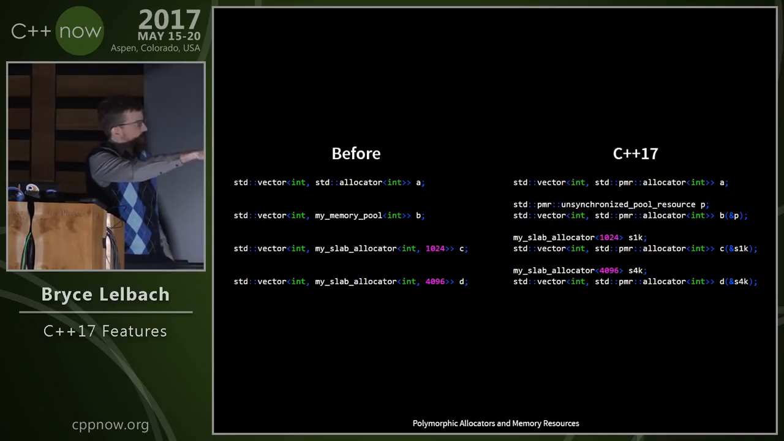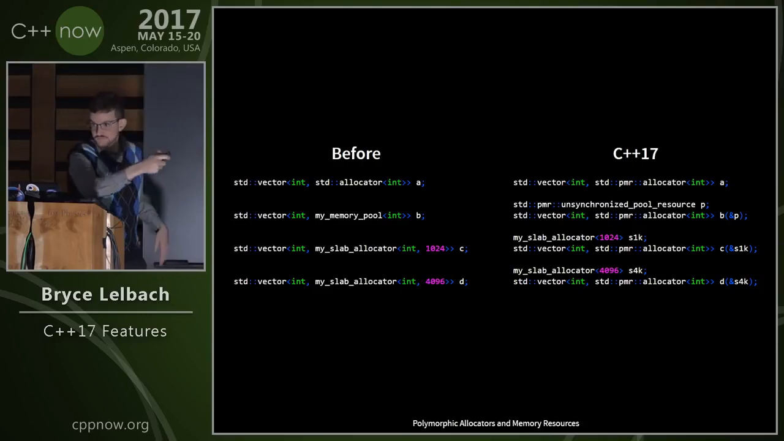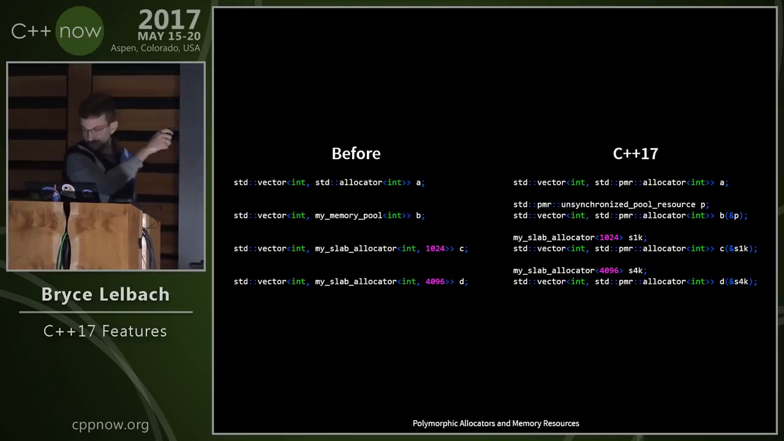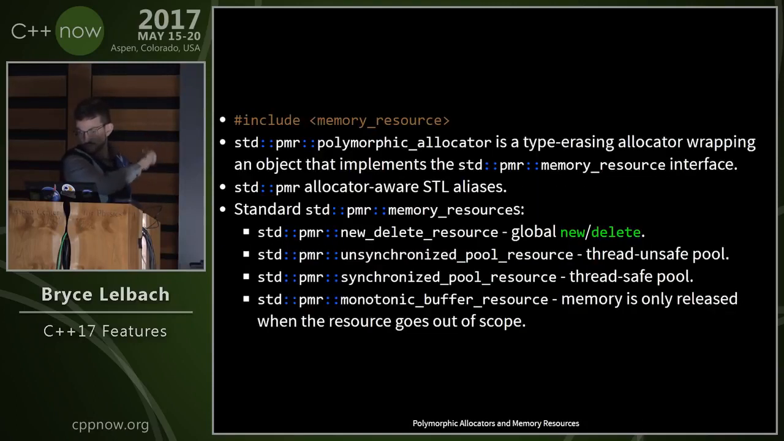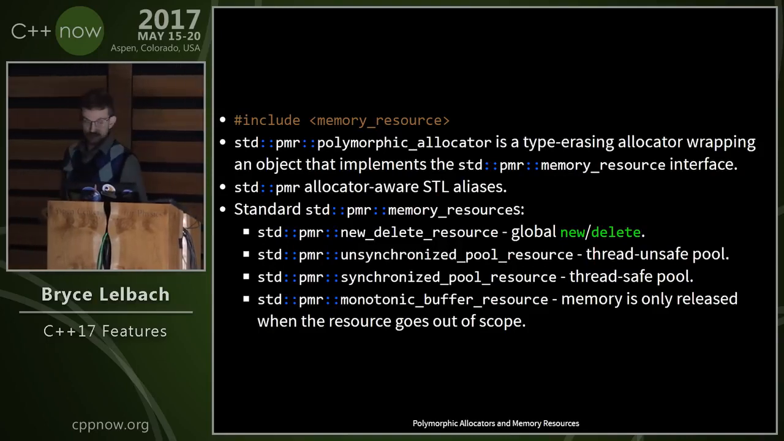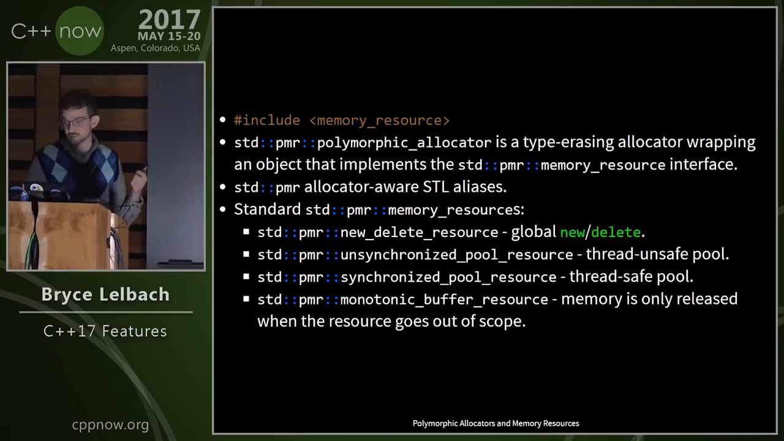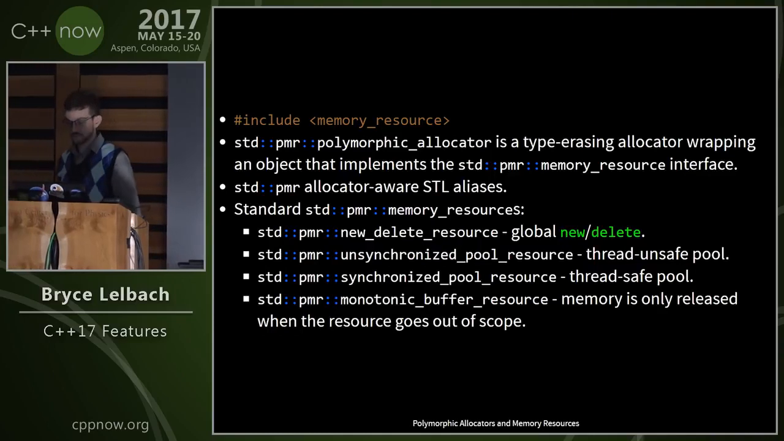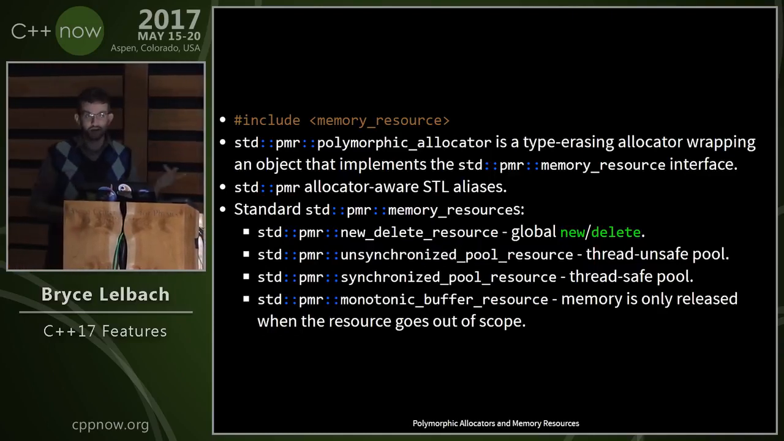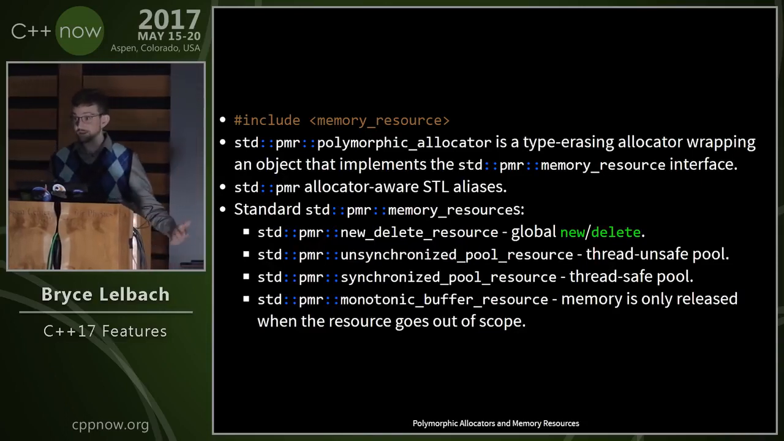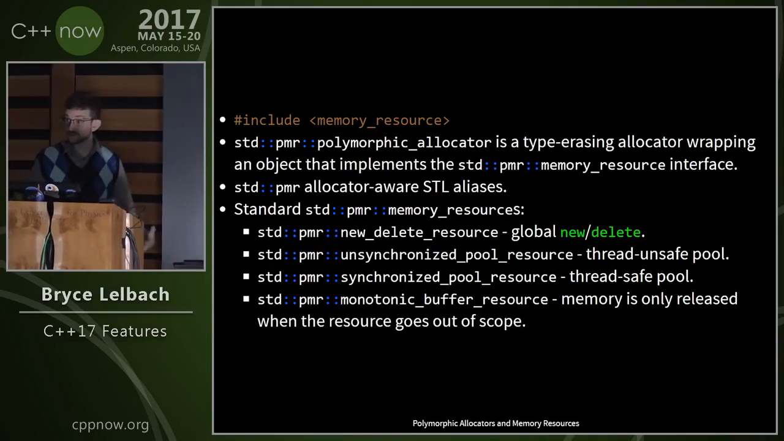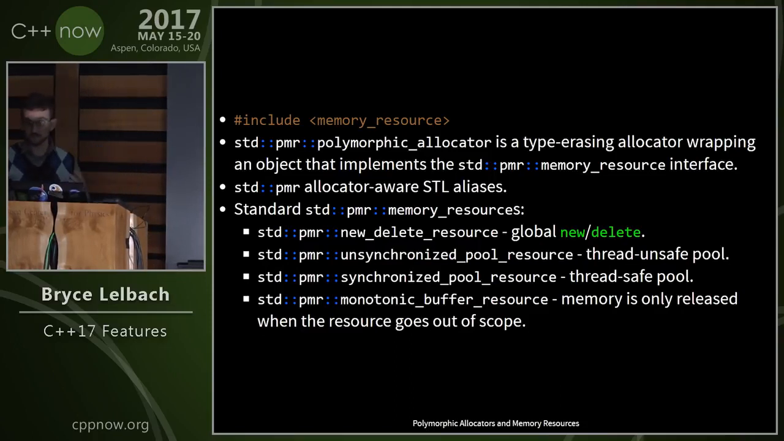And now my allocator doesn't need to necessarily know about the particular type, etc. So there's also a number of standard memory resources, standard implementations of this interface. There's the std::pmr::new_delete_resource. That's the global new and delete. There's an unsynchronized pool resource, which is just a thread-unsafe memory pool. There's a thread-safe memory pool. And then there's a monotonic buffer resource where the memory is only released when the resource goes out of scope. If you've seen any of John Lakos's talks about allocators, a lot of this is based on his work and the allocator model that he's been pushing forward in the standard.